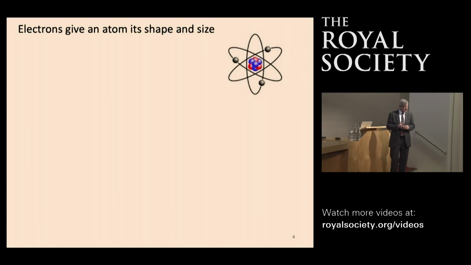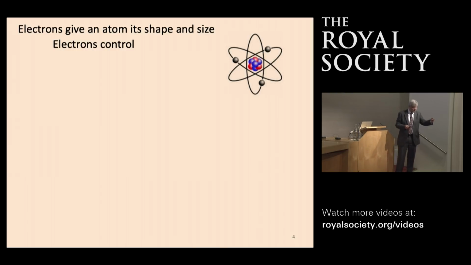Electrons give the atom its shape and size. They're the fluff, which is quite extensive, surrounding the tiny little center. Of course, the atom itself is tiny, but relative to the atom, the nucleus is very small. So most of the space is filled by the electrons, and so they give the atom its shape and its size. And for that reason, electrons control a lot of the stuff going on around us.